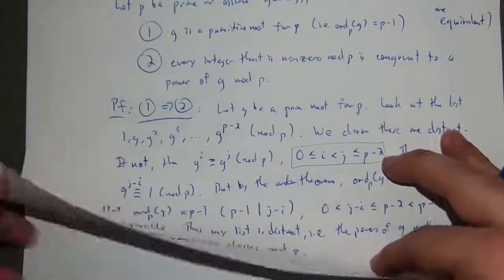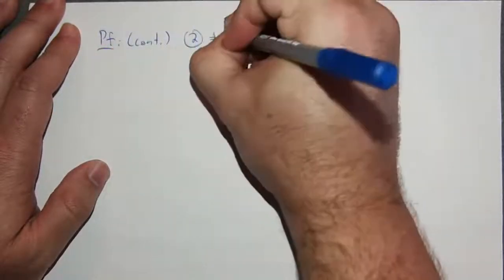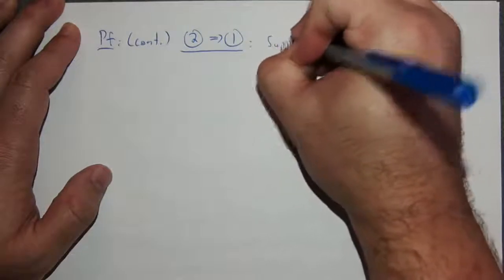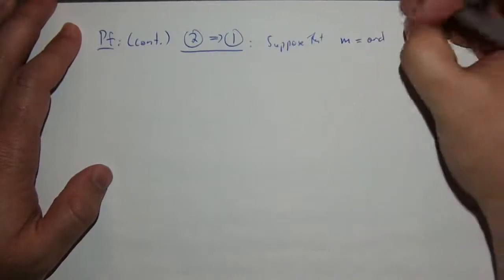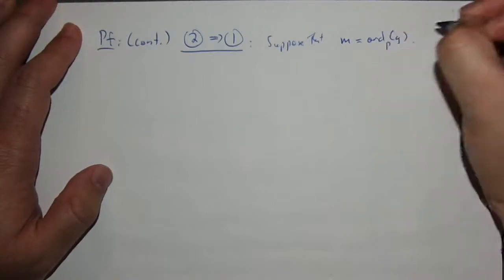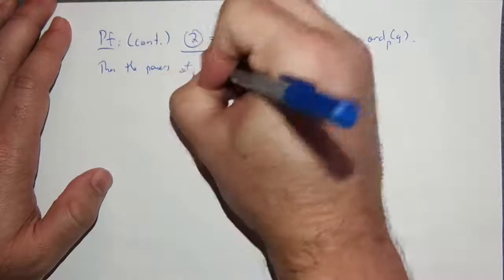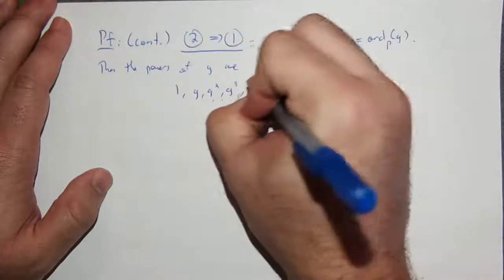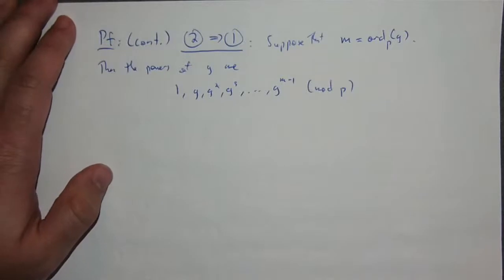Okay. So to finish up here, I have to do the backwards direction. That is that 2 implies 1. So suppose that M is the order of G mod P. Then the powers of G are 1, G, G squared, G cubed, and so on, all the way up to G to the M minus 1, M being the order. So that's my list of powers of G before they start repeating.